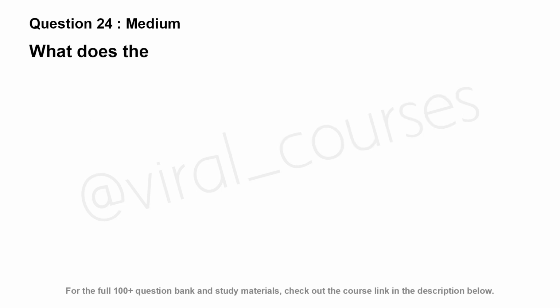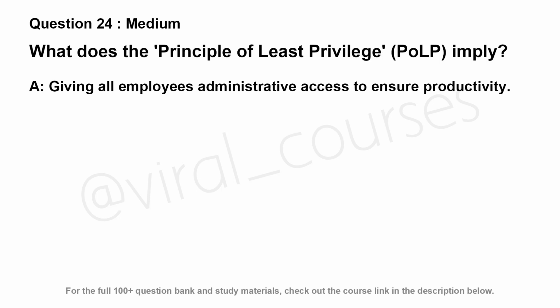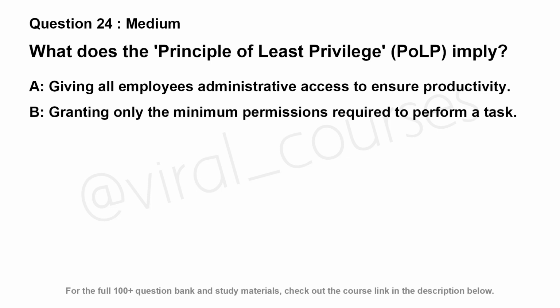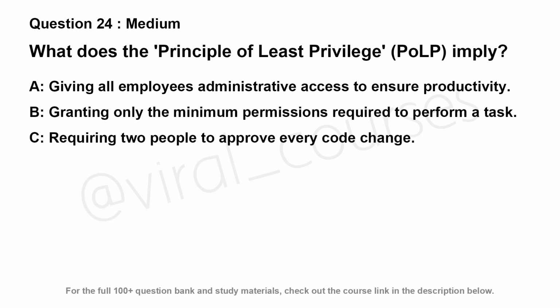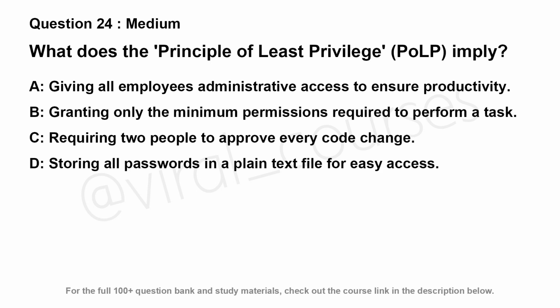What does the principle of least privilege, POLP, imply? Option A, giving all employees administrative access to ensure productivity. Option B, granting only the minimum permissions required to perform a task. Option C, requiring two people to approve every code change. Option D, storing all passwords in a plain text file for easy access.